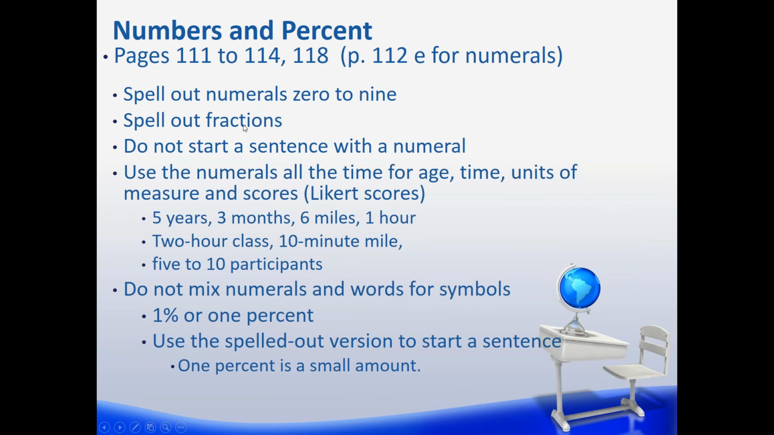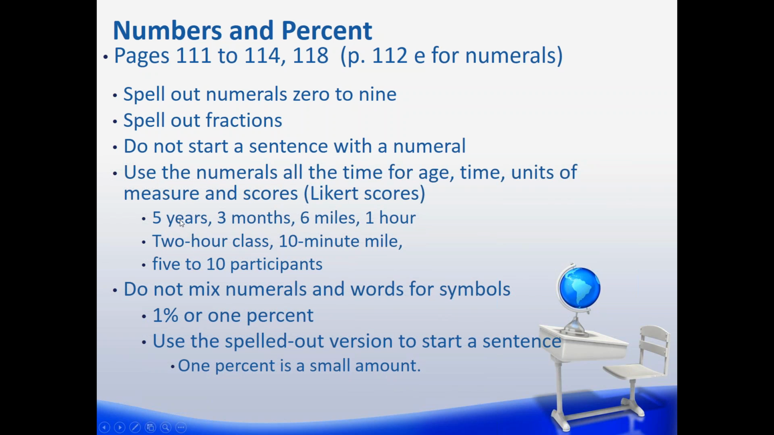Okay, we do spell out numbers 0 to 9. Starting with 10, you can use the numeral. And we do spell out fractions 0 to 9. We know that we cannot start a sentence with a numeral. You have to spell it out. And then there are 4 exceptions to the rule where we can use the numerals all the time. One is with age, the other is time, the next one is units of measure, and the last one is scores, like Likert scores.